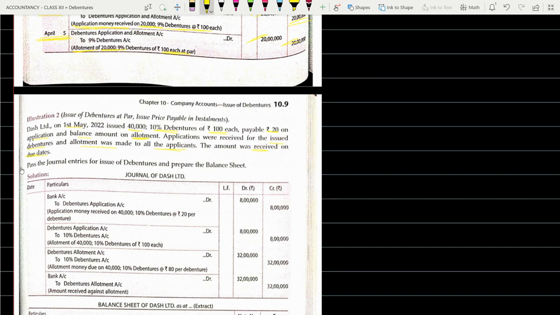So that's the reason the date column has been left blank, but ensure that if you write the journal without a date column, they may cut marks for deviation in the format. So please ensure, even though the dates are not given clearly, you have to make a column for date. In this case, the issue happened on 1st of May, but the date has not been entered in the date column. Can you understand the reason why the date was not entered in the date column?